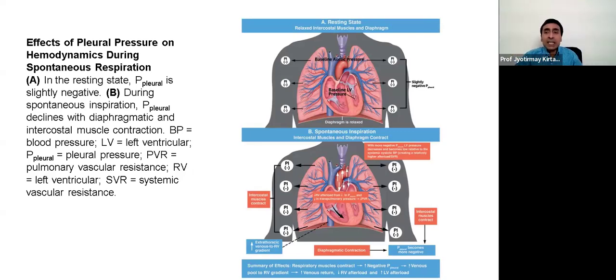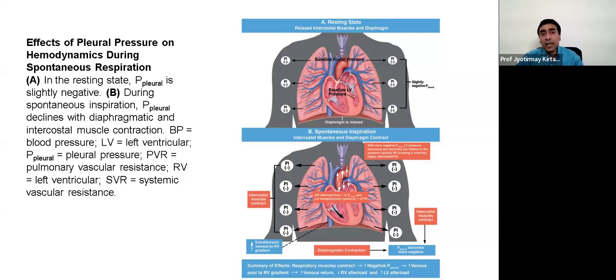In the resting state, you can see what happens to the pleural pressure during spontaneous breathing. It is actually augmenting the venous return of the right ventricle, and it is going to increase the pulmonary blood flow. It will increase the left ventricular preload also.